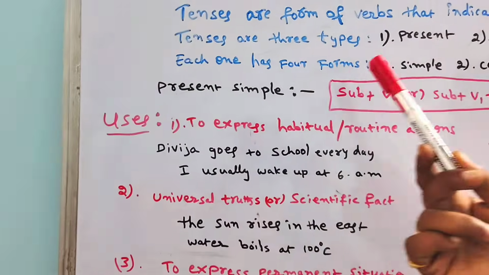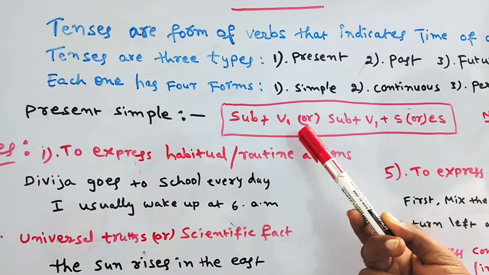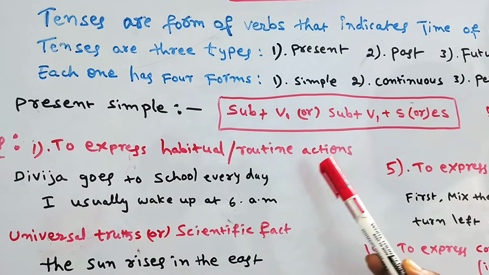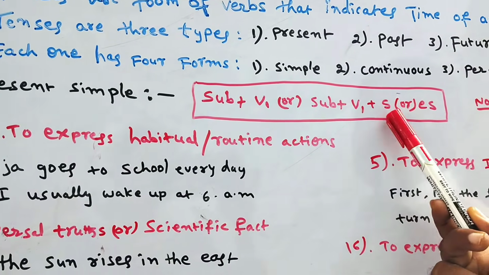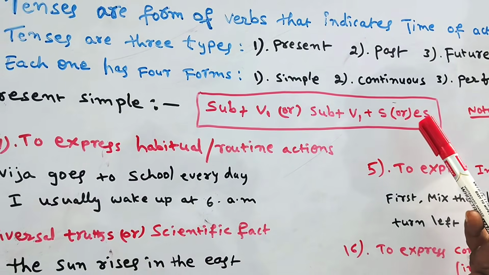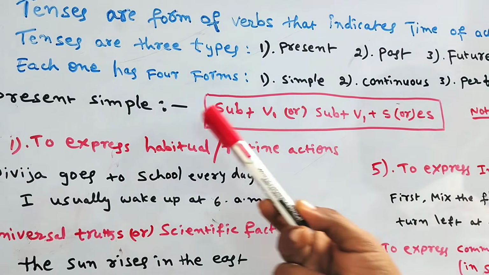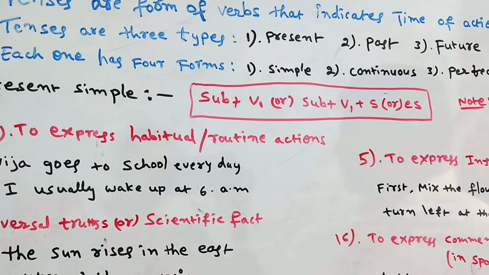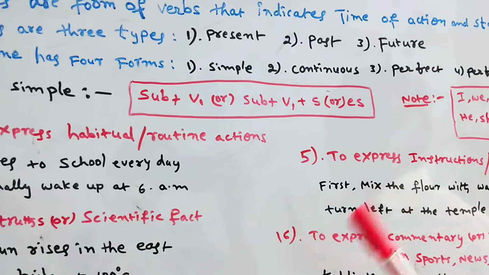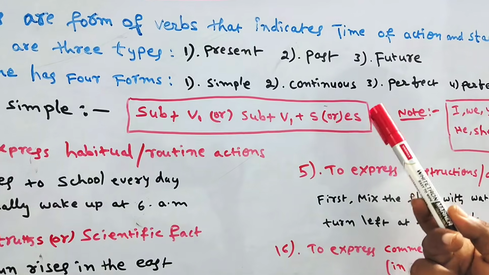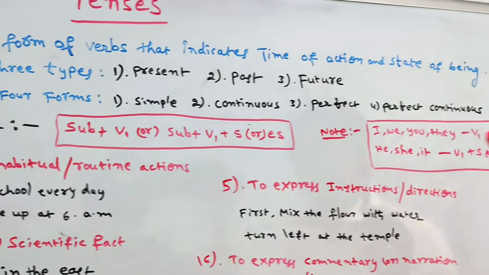Present simple. This is the structure for present simple: subject plus V1, the base form of the verb, or subject plus V1 plus s or es. These are the structures for the simple present tense. When we add s or es is also very important. I wrote it as a note point.